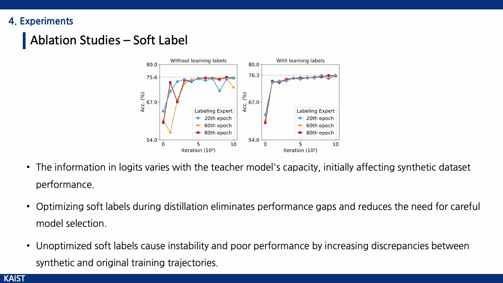On the other hand, unoptimized soft labels introduce instability and lead to poor performance. This is because they increase discrepancies between the training trajectories of the synthetic dataset and the original dataset, highlighting the importance of continuous optimization to ensure stable and effective distillation.